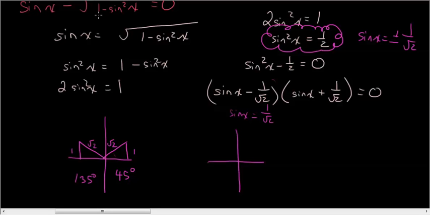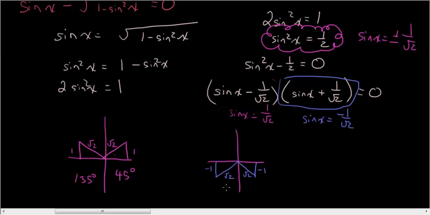Now what about the other half? What about this one? Then for this one, the sine of x is going to equal negative 1 over square root of 2. Well, where is the sine negative? It's negative in this quadrant. Negative 1, opposite, hypotenuse square root of 2. Which makes this one 180 plus 45, or 225 degrees, and 45 degrees short of 360, or 315 degrees.